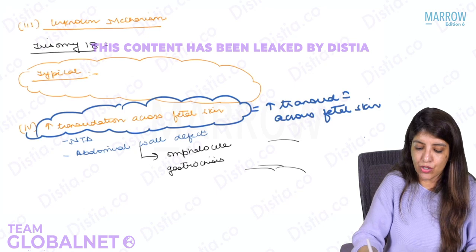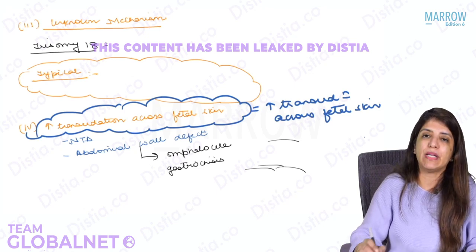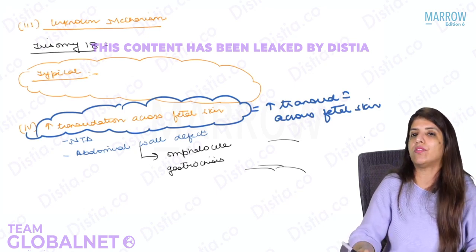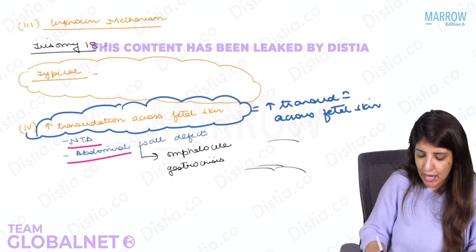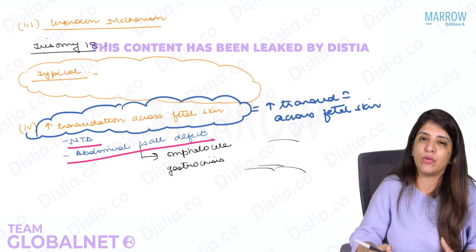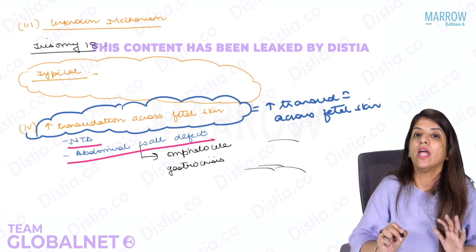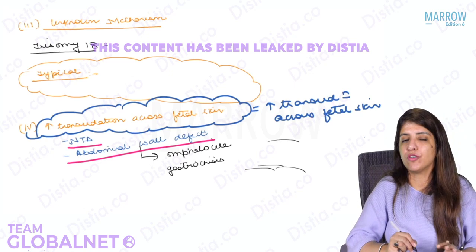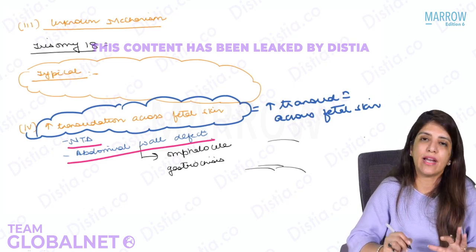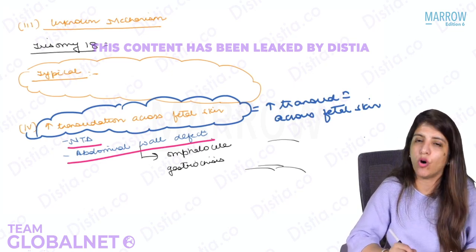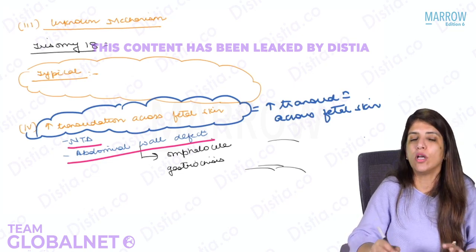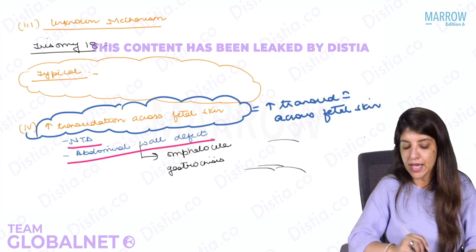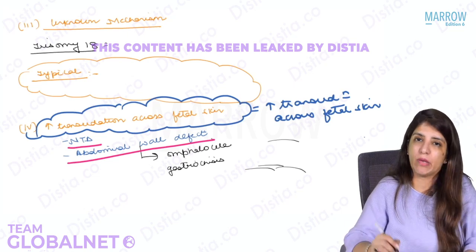And increased transudation across fetal skin is going to happen in all those conditions where there is a skin defect, right? So, neural tube defects and abdominal wall defects like omphalocele and gastroschisis. Now, please remember there are a lot of differences between omphalocele and gastroschisis which you should be aware of, and I have covered them in OBGY and radiology integration. Right? Then there are unknown mechanisms.